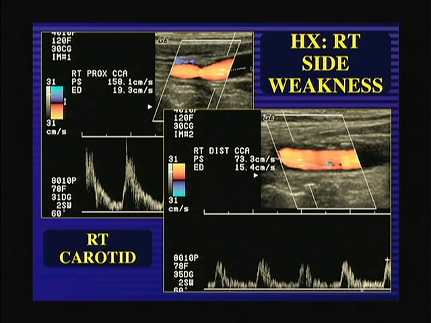Starting with the right side, proximal common carotid artery has a velocity, it's elevated, it's 158. Then we move into the distal common, it drops down to 73. See a little bit of thickening, some mild plaque, no significant stenosis.